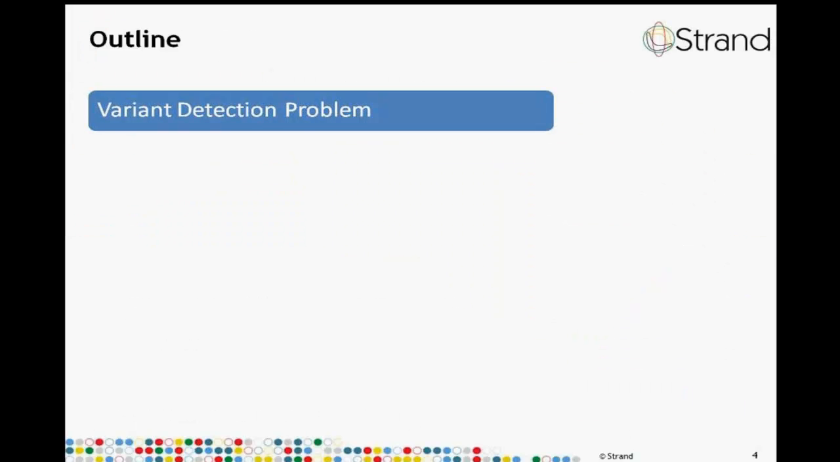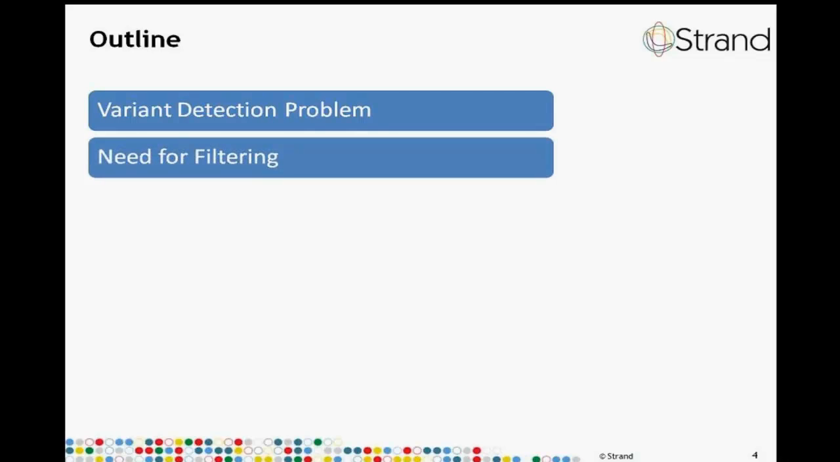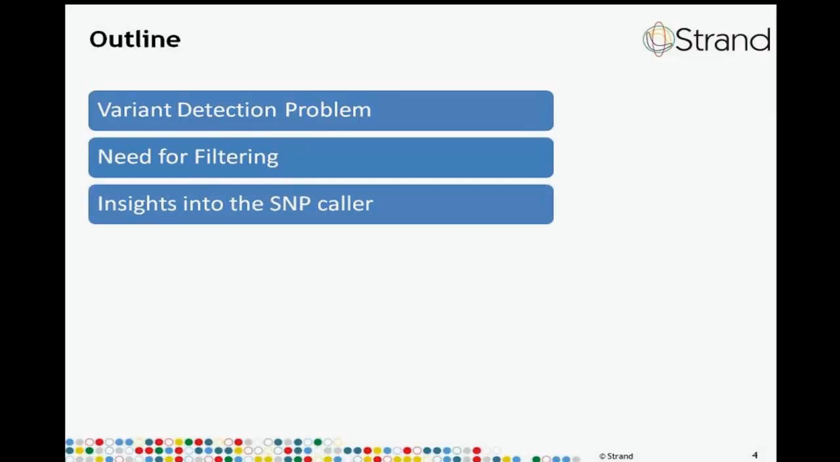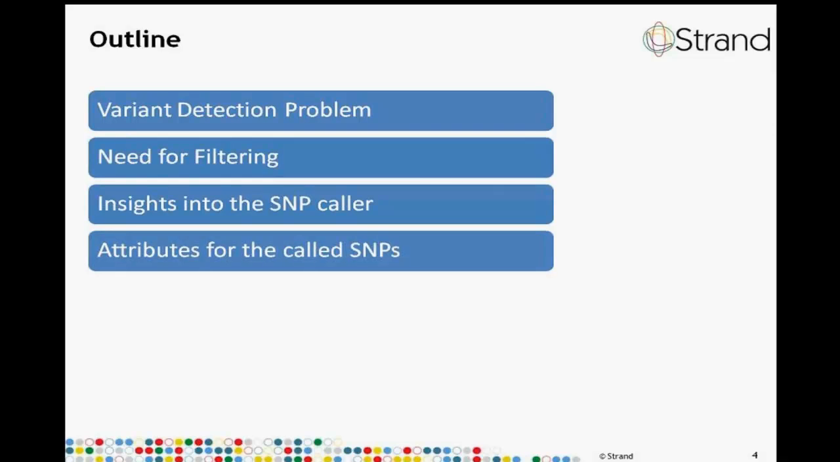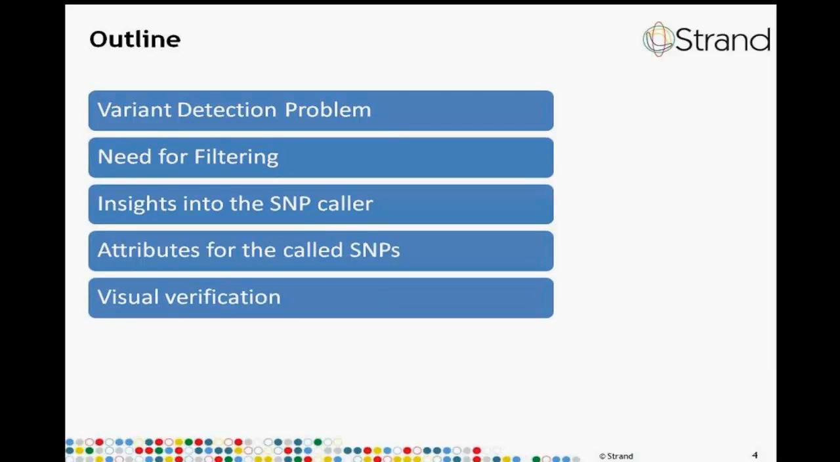So as part of this webinar, we will discuss what the variant detection problem is, the need for filtering the reads before carrying out SNP detection. We'll provide insights into the SNP caller that is included with the Avadis NGS software. We'll describe what are the different attributes that are associated with the SNPs that are called out by the SNP caller. Then we'll talk about how to verify the SNPs that have been called visually.